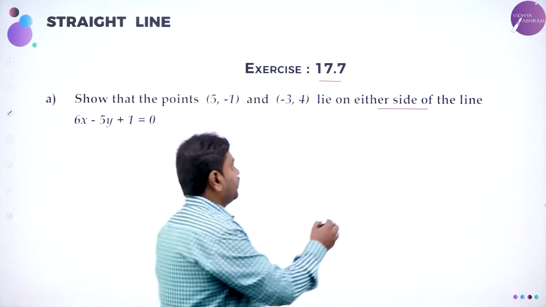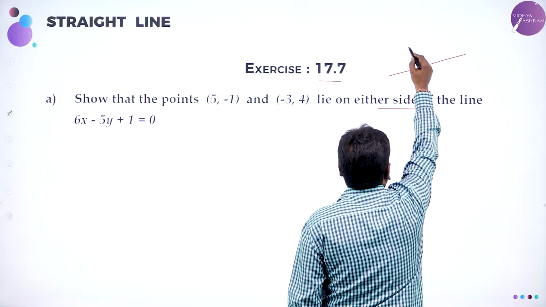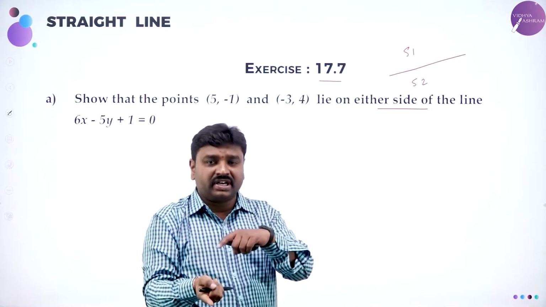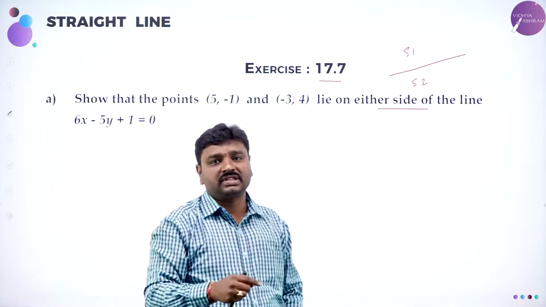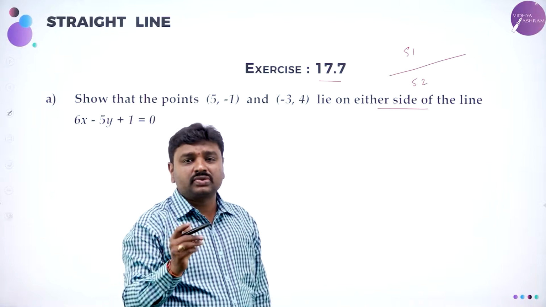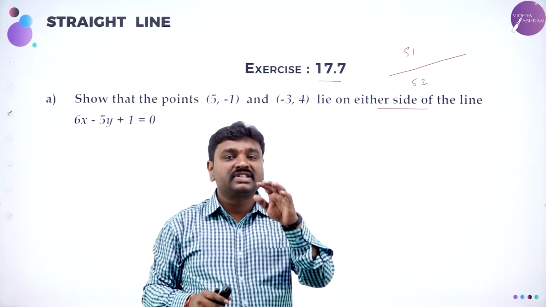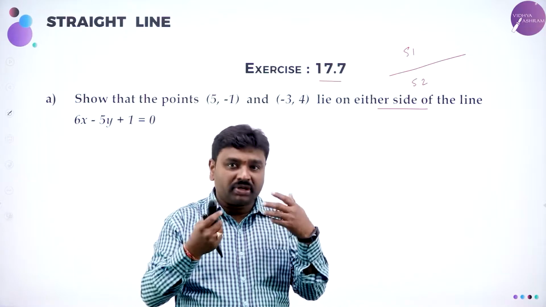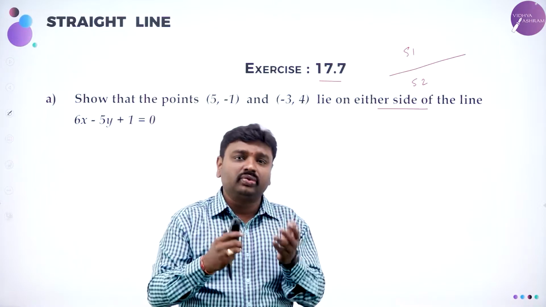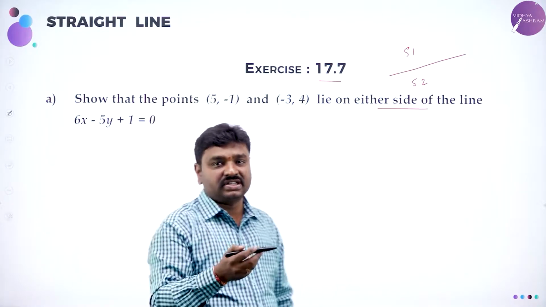See, for any line, if I draw a line, the line will have two sides. This is side 1, this is side 2. The points may lie on the same side or they may lie on opposite sides. So now they want you to prove either sides. Dear students, when you substitute the point, if you get both number values with the same sign, if both are positive, they lie on the same side. If both are negative, they lie on the same side. If both are of opposite sign, they lie on different sides.